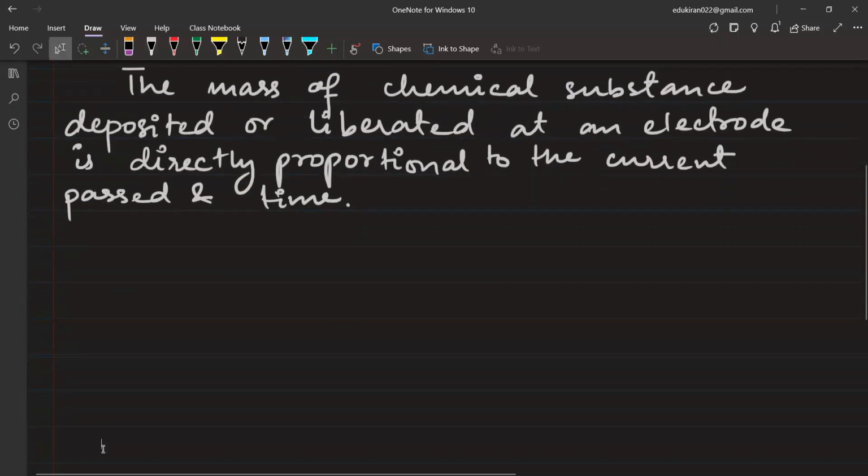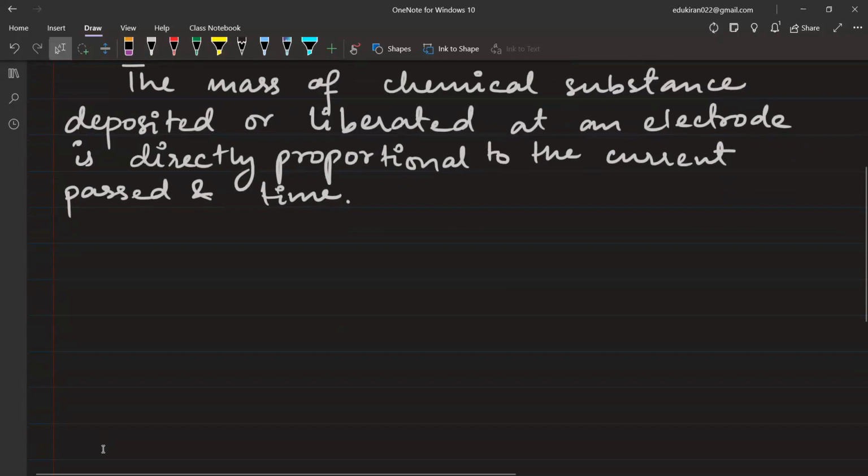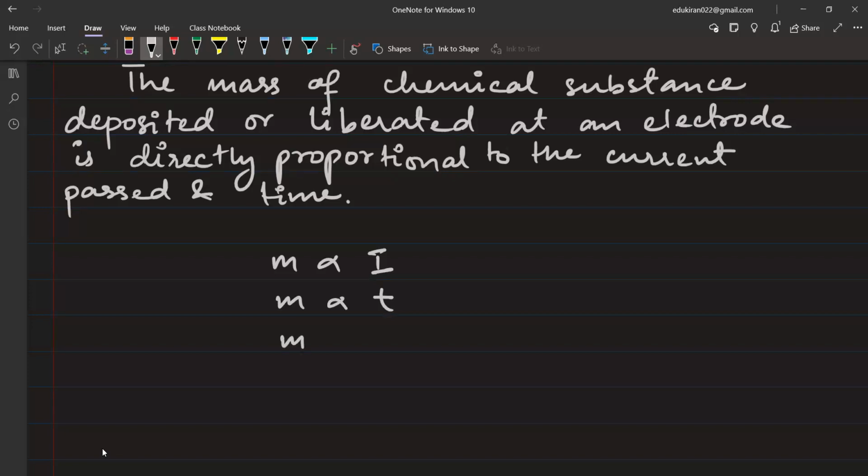Okay, so basically it is saying when we are doing electrolysis, the mass of a chemical substance that is being deposited is directly proportional to the amount of electricity, denoted by I, and it is also directly proportional to the time in which that current has been passing. We remove the proportionality sign and give a proportionality constant, so it is equal to Z into I T.